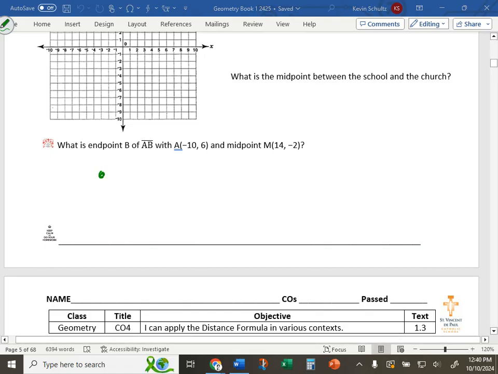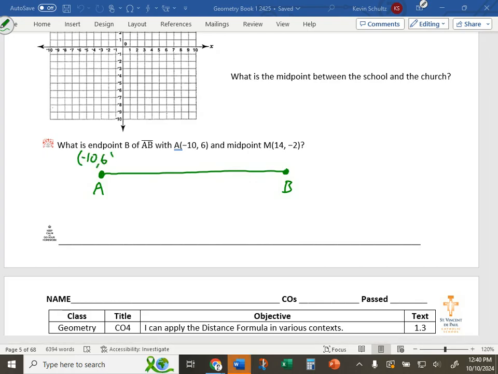So in this case, we've got this segment here. Here's A. Here's B. We know that point A is at -10, 6. And in the middle, I'm going to do my best to put it in the middle here, is point M, and we know that this point is at 14, -2. If we were to plot this, it wouldn't be a horizontal line, but that's not the important thing. The important thing is to look at the coordinates and understand the relationship. A is where the segment starts, this is the middle, here's where it ends.